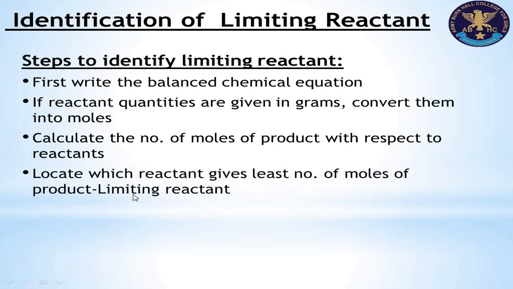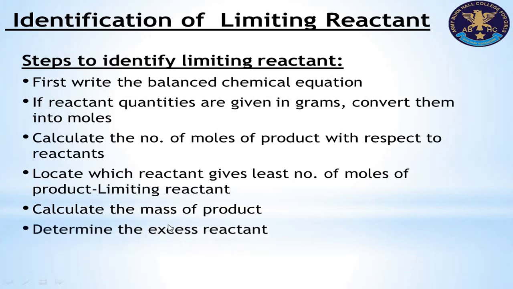That one will be the limiting reactant. The reactant which gives the least number of moles of product will be our limiting reactant. Once you locate that this reactant is giving the least number of moles of product, that will be the limiting reactant. After this, you have to calculate the mass of the product with respect to that reactant. So once we have calculated this limiting reactant, you are capable of calculating the excess reactant given in your problem.